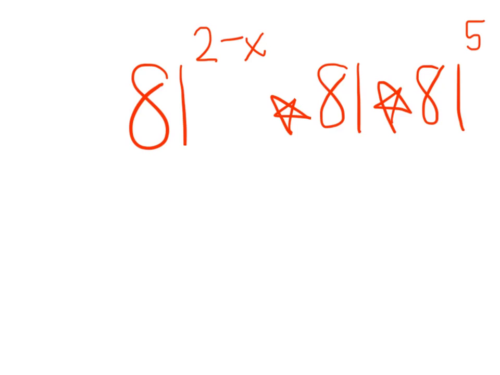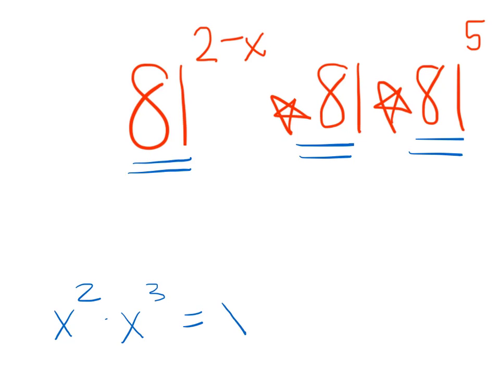This one here, all of my bases are exactly the same. They're all 81. So it's just as if I had x to the second times x to the third, that becomes x to the fifth. This x stayed exactly the same. It's the same thing here. My 81 is exactly the same. It's just how many are there of 81.